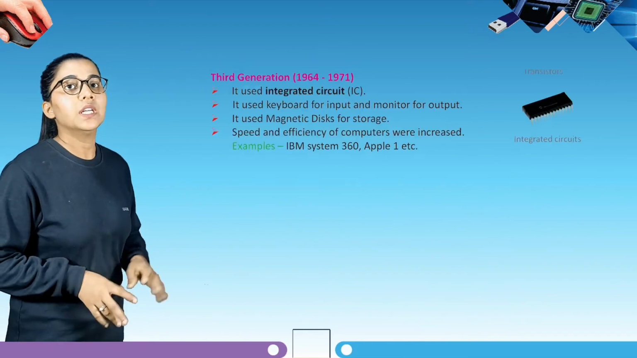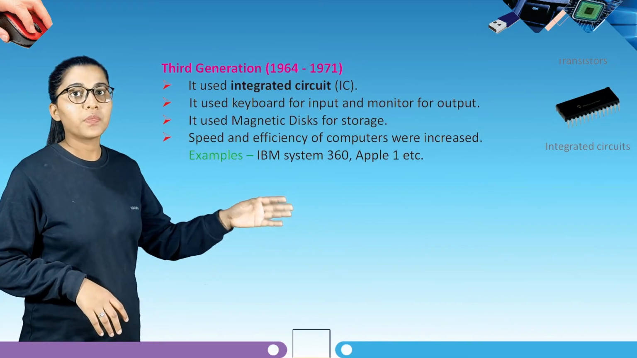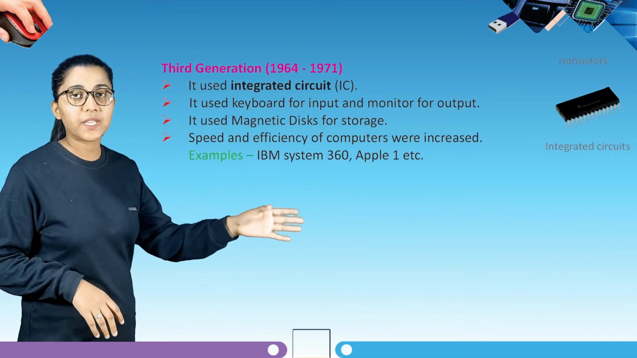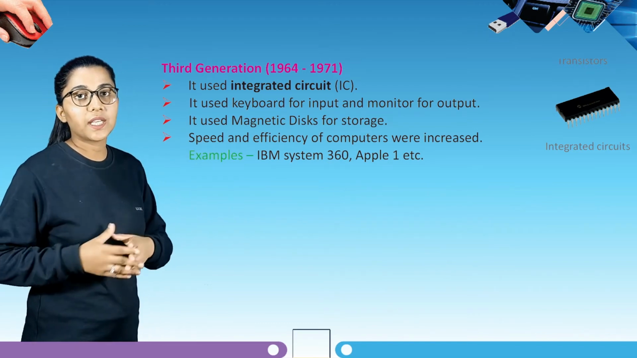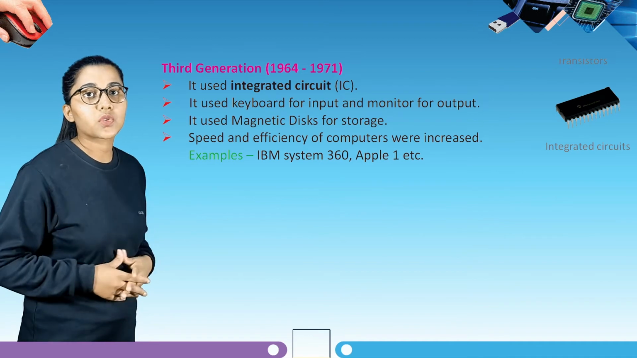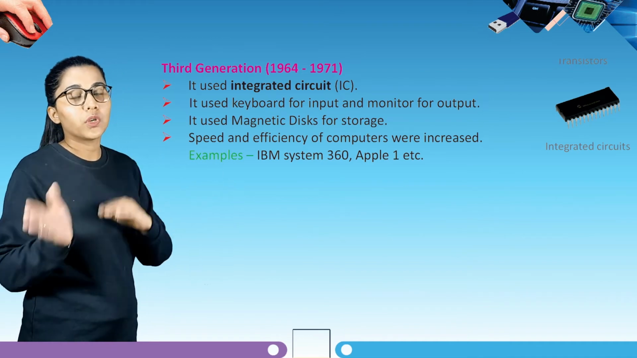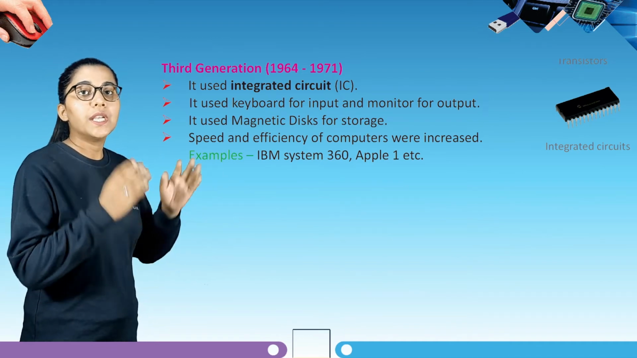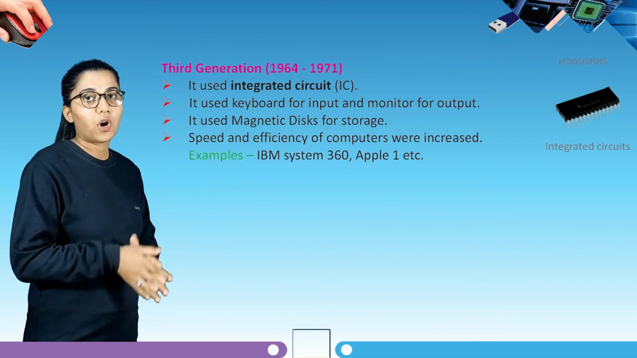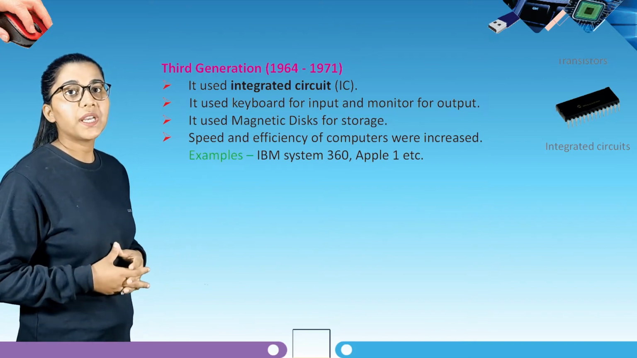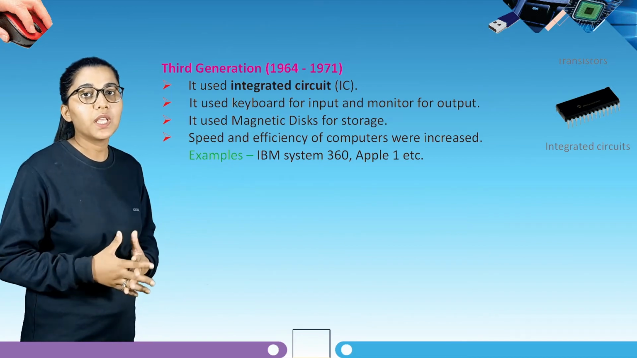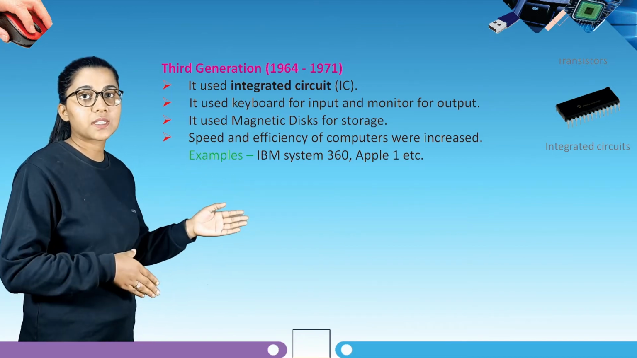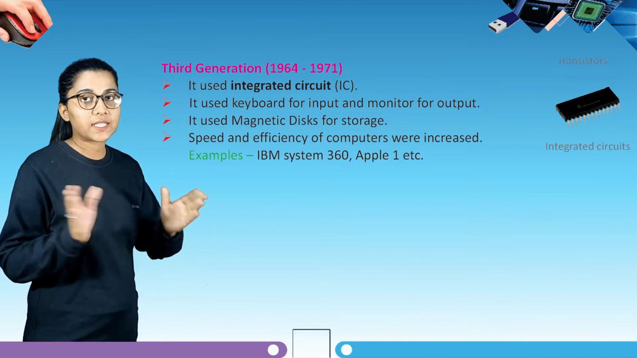Now we have the third generation from 1964 to 1971. It used integrated circuits, that is ICs. It used keyboard for input and monitor for output. It used magnetic disk for storage. Speed and efficiency of computers were increased. For example, IBM System 360, Apple I, etc.